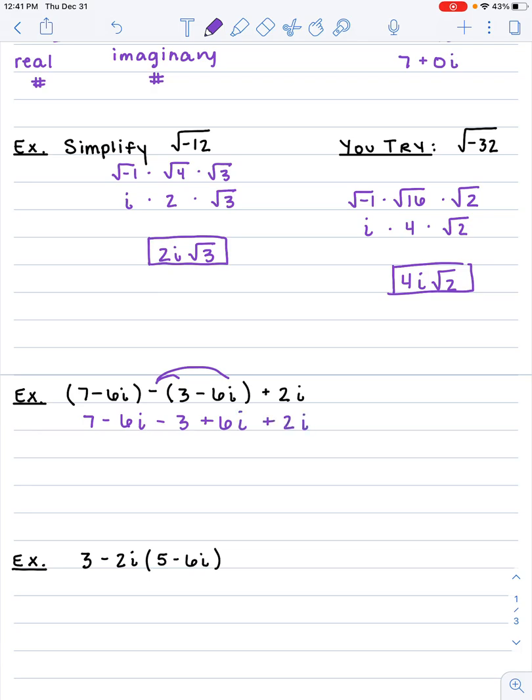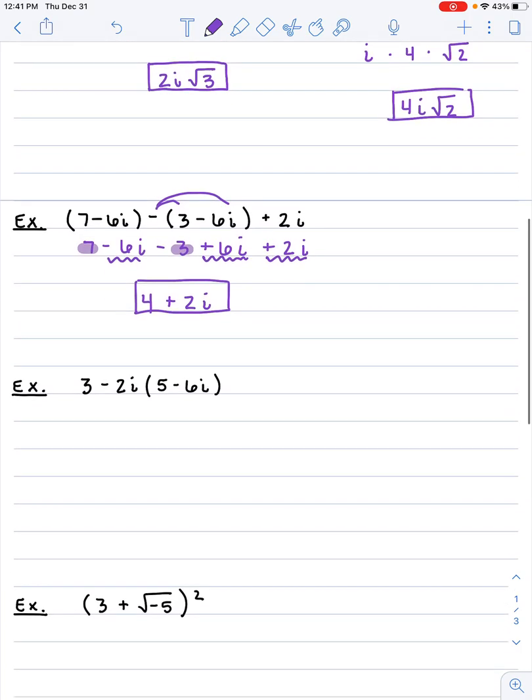So now my parentheses are gone. You want to combine like terms here. Some like terms are 7 and negative 3. 7 and negative 3 would give me 4. Then I have my imaginary terms. I've got negative 6i, positive 6i, and 2i. So negative 6i plus 6i would just give me 0. 0 plus 2i would just give me 2i. So 4 plus 2i. And again, we want to write it in this complex form where your real number comes first and then your imaginary.